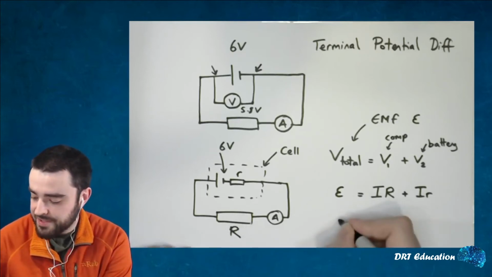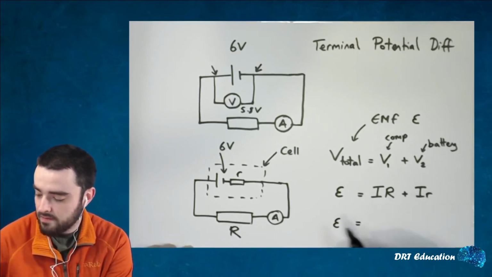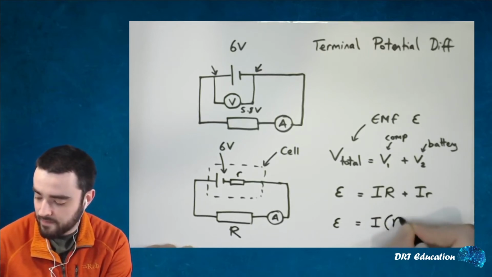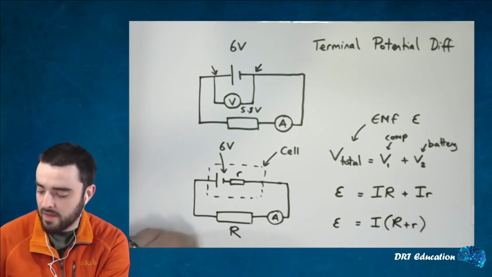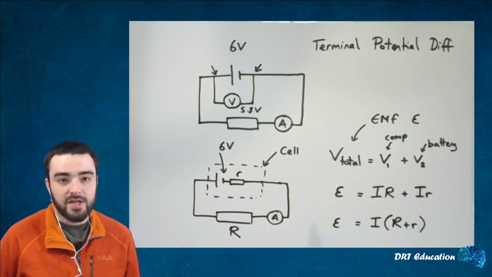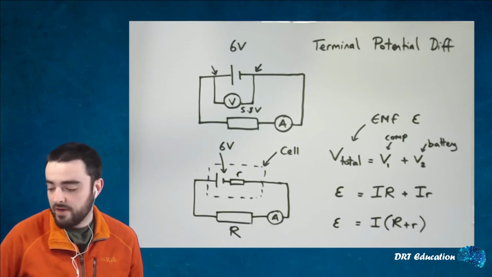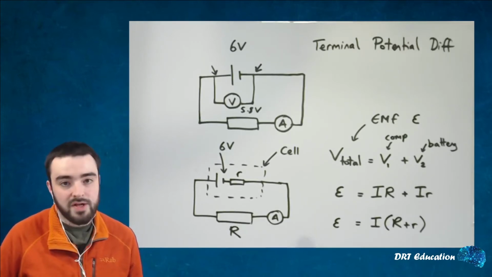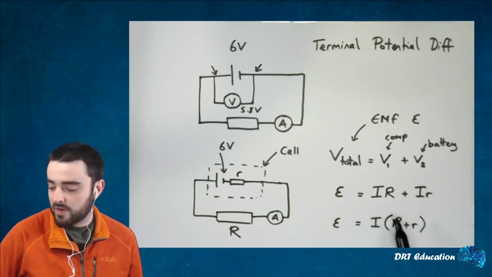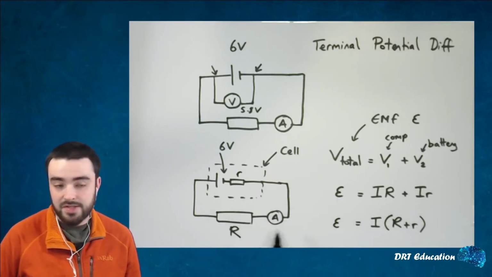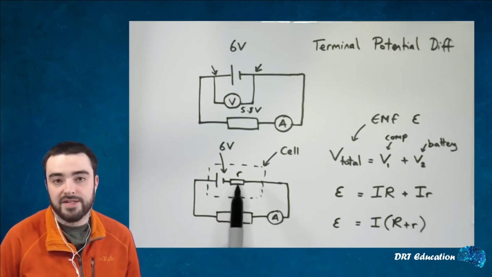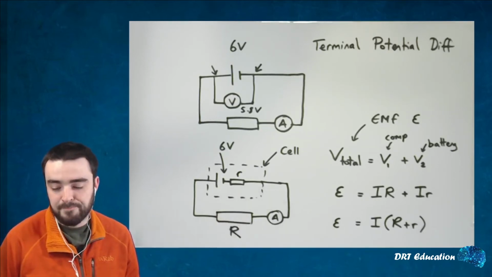And we can rearrange this one more time, literally just by bringing I outside the brackets. We end up with our equation like this. The EMF, or the total energy that's being transferred into the circuit, the work done on those charges, is equal to the current multiplied by the total resistance of the components plus the resistance of the internal resistor.